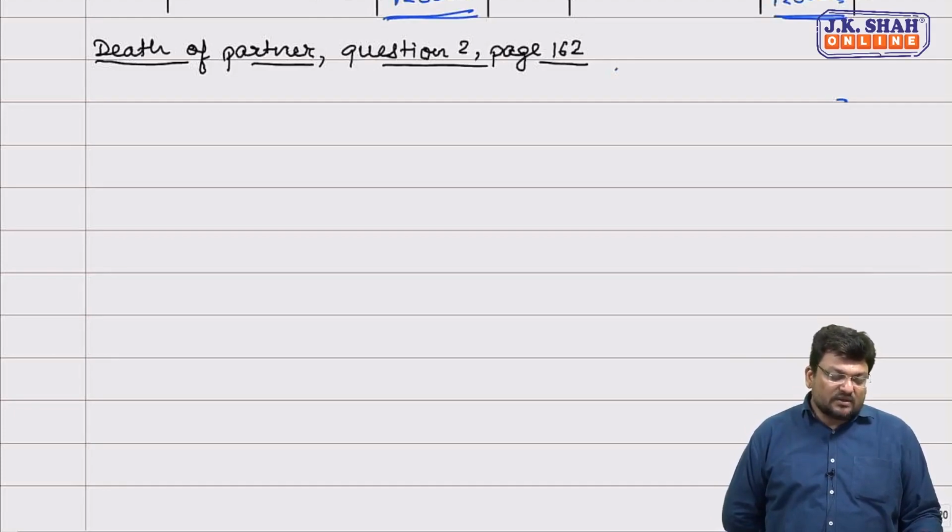B died on 30th June. His son claimed his father's interest in the firm. Can I say his son is his executor, his legal heir, and he is demanding his father's share in the firm? The following was the settlement. Allow his capital to his credit on the date of death. 5% per annum interest on capital is to be given.